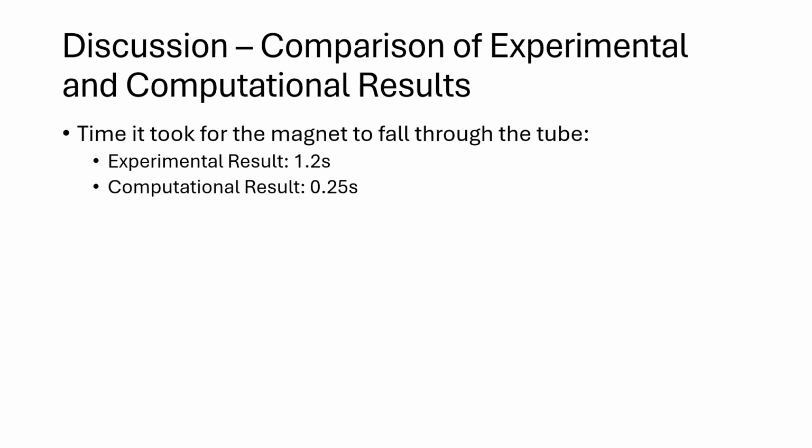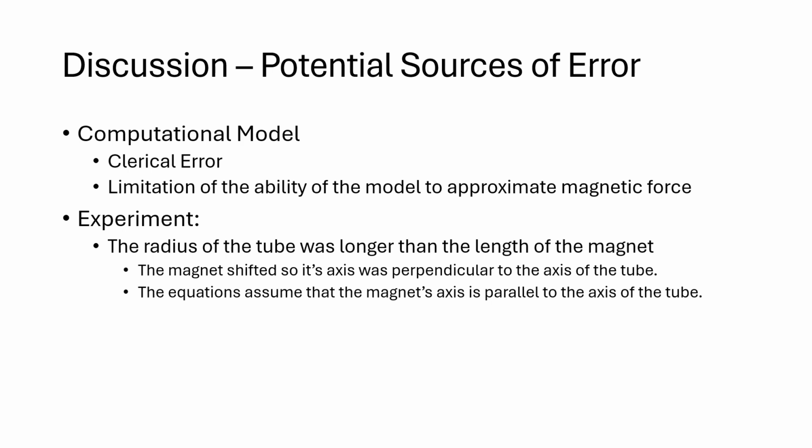In the experiment, it took about 1.2 seconds for the magnet to fall through the tube. And in the computational model, it took 0.25 seconds for the magnet to fall through the tube, much shorter. After some debugging, we found that in the computational model, the magnetic force of the tube on the magnet was non-zero, but basically negligible. This explains why the computational result was much smaller than the experimental result. So in the computational model, there was likely a clerical error that led to a much lower calculation of the magnetic force on the magnet than what was expected.